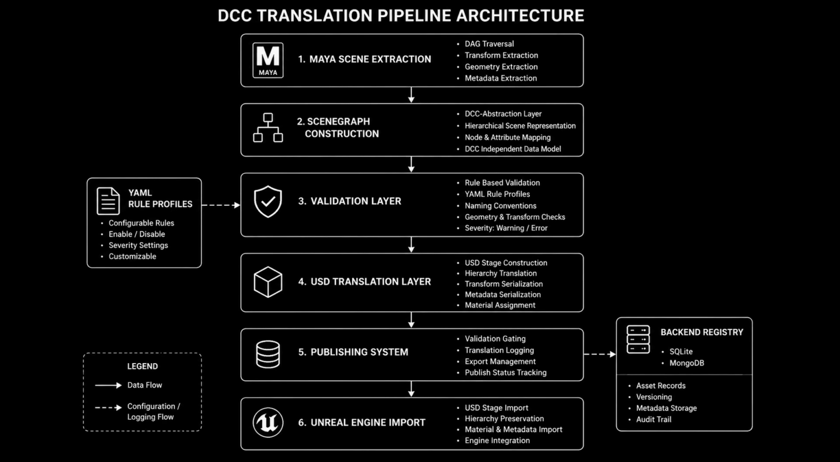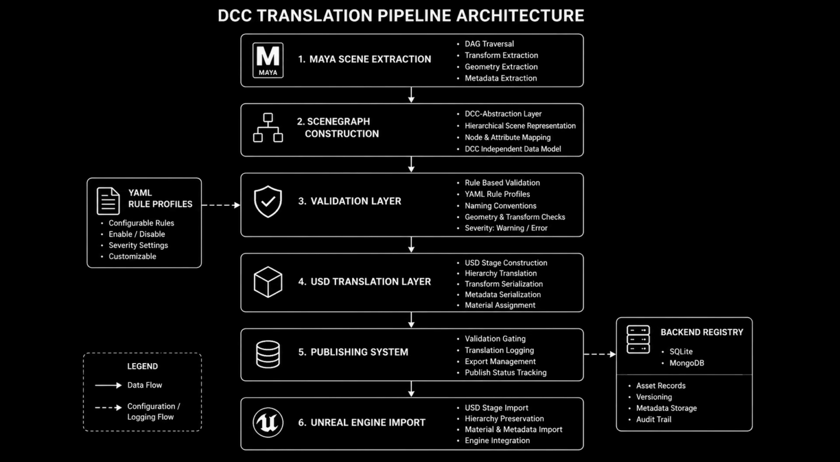Let's get into it. First, we're going to talk a little bit about the pipeline architecture. It all starts with the Maya scene extraction, where we're going to have, as I said before, a very complex Maya scene based on the DAG hierarchy, where we're going to extract things like transforms, geometry, and metadata. This plugin creates its own scene graph as a DCC abstraction layer. We're going to have our own nodes, attribute mapping, and an independent data model.